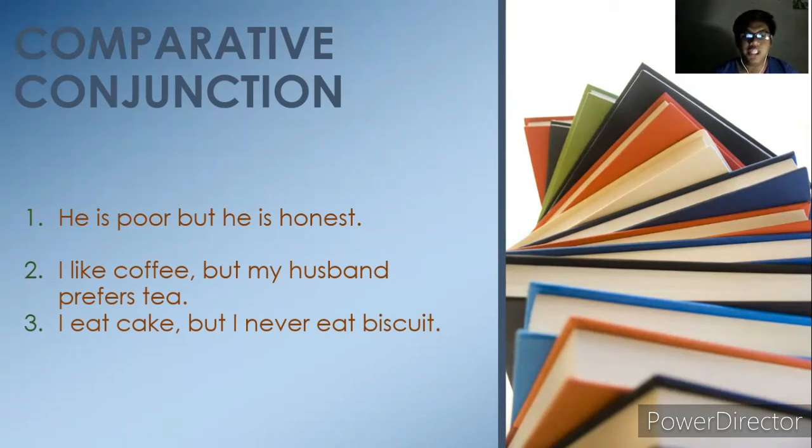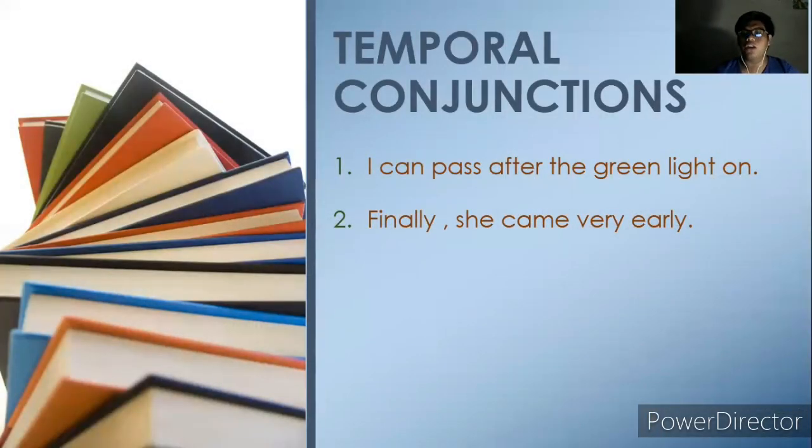So it shows also the comparison between a cake and a biscuit. And let's go to the third type of conjunction, which is the temporal conjunction. I pass after the green light on. So in that sentence, the temporal conjunction used is the word after, which refers to the time since the green light on.